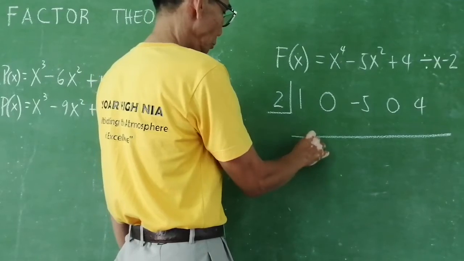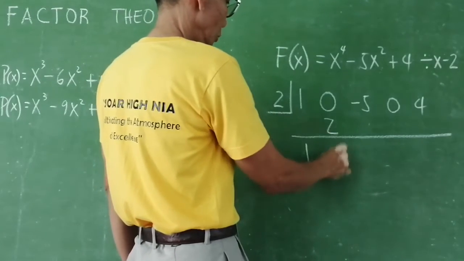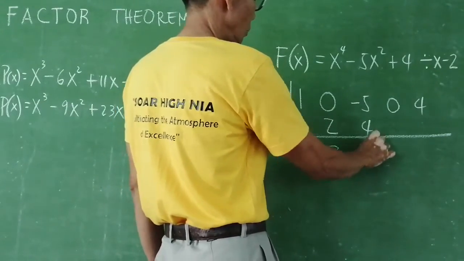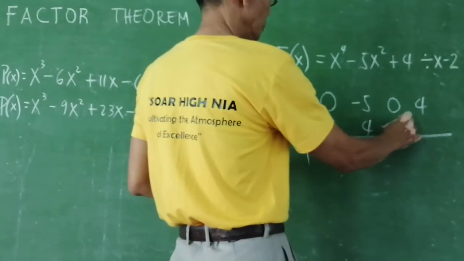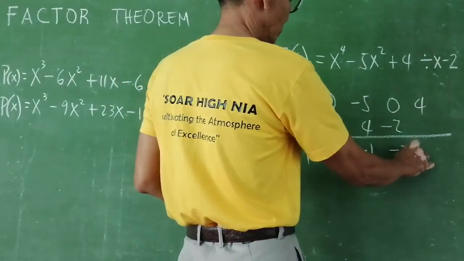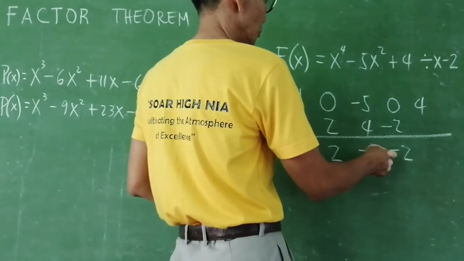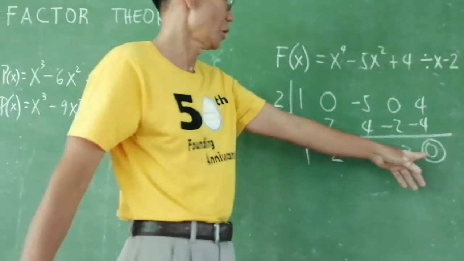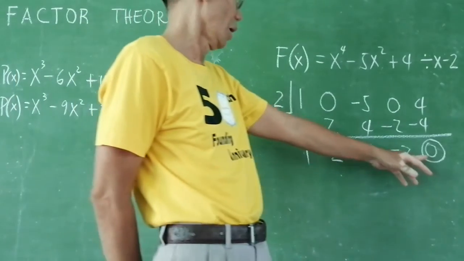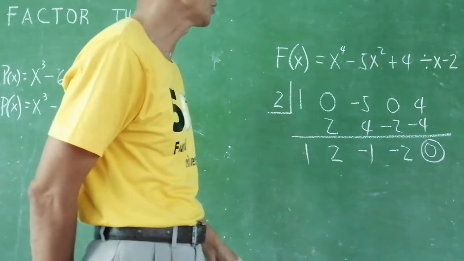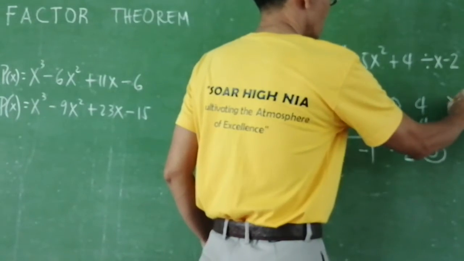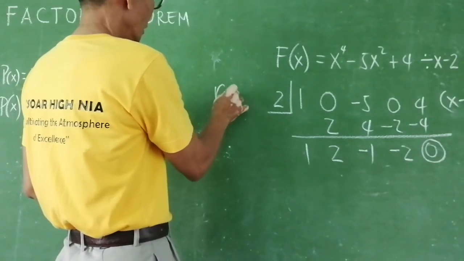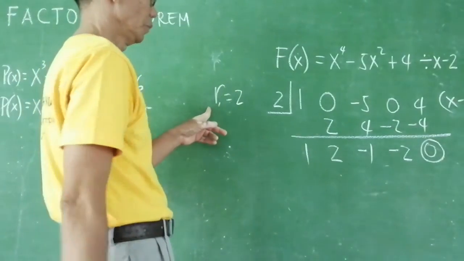So bring down 1, 1 times 2 is 2. You add 2, 2 times 2 is 4. You add negative 1. You multiply again, negative 2. You add negative 2. 2 times negative 2 is negative 4. So you will notice here, the last number is 0, meaning to say that there is no remainder. In that case, you can take x minus 2 as a factor, and you can take 2 as a root.